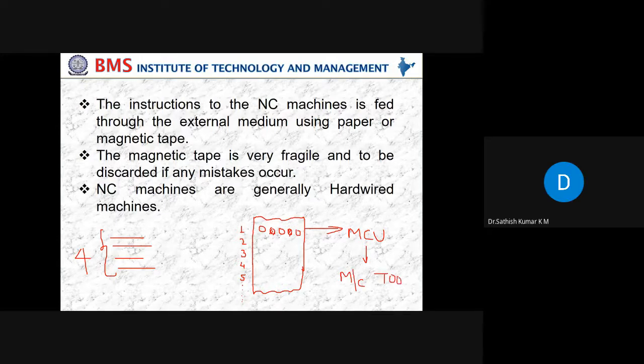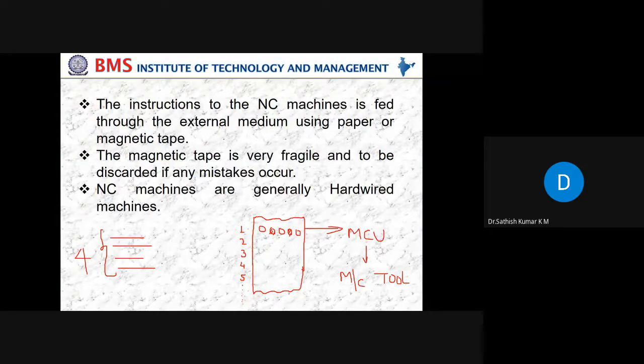Now this is the procedure which is going to occur. The program is inputted to the tape by punching the corresponding holes. That punched tape will be read by the machine control unit line by line, and the machine control unit is going to give a motion to the machine tool, and the machine tool will appropriately do the operation. That is the case.